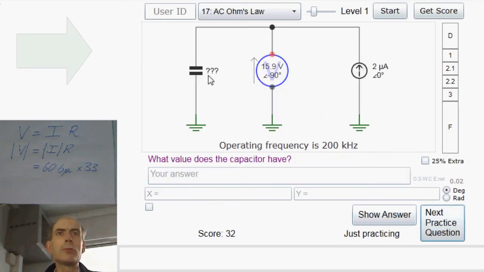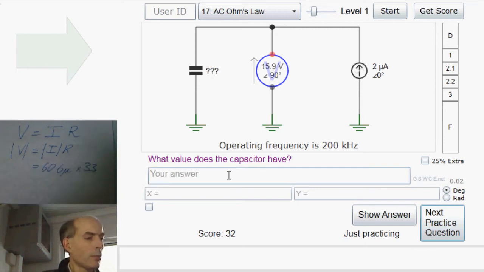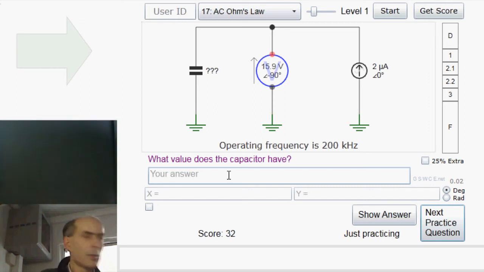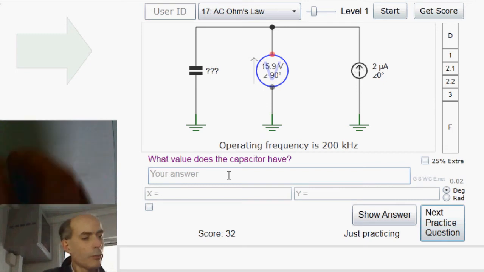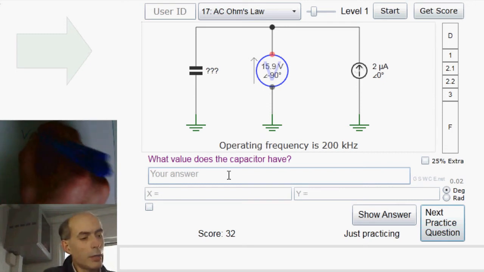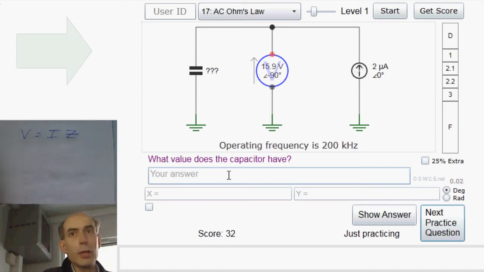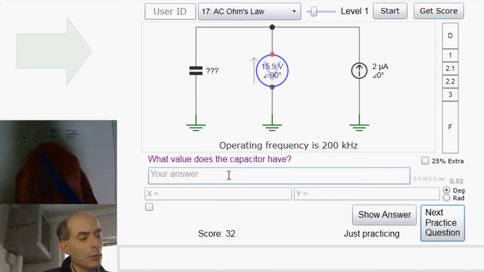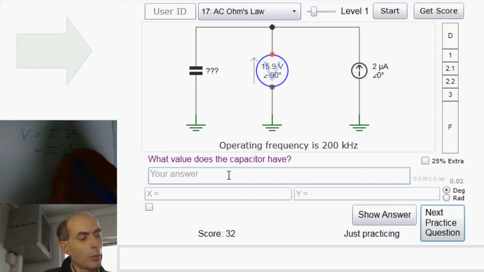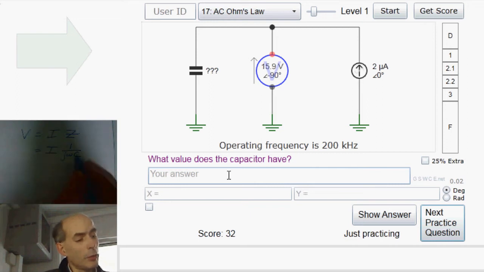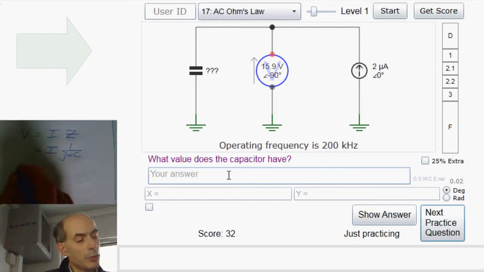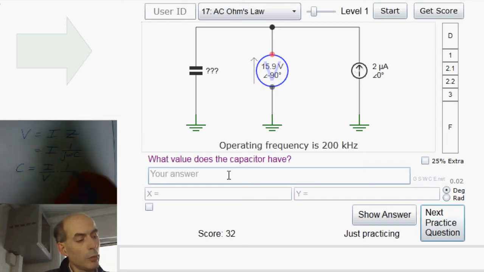A capacitor. Right. What value does the capacitor have? We did a similar one to this back at level 0. The idea here is that we're using the fact that V equals IZ, and that Z for a capacitor is 1 over omega times J times C. So if we want to know what the value of the capacitor is, that would be C equals I over V times 1 over J omega.